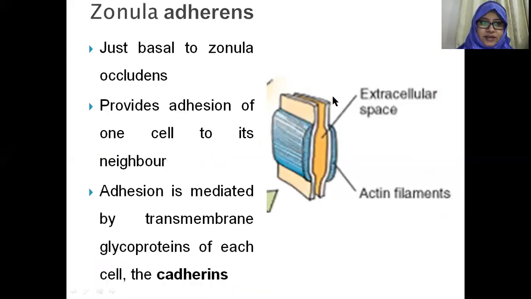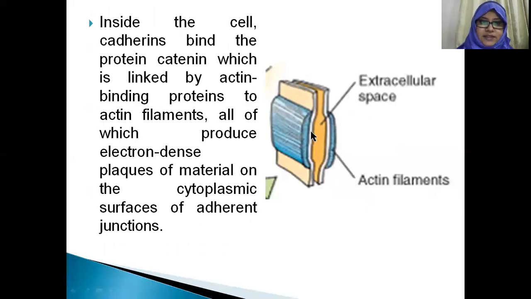Now, zonula adherens. Zonula adherens is situated just basal to the zonula occludens or tight junction. It provides adhesion of one cell to its neighbor. Adhesion is mediated by transmembrane glycoprotein of each cell, that is the cadherin. Inside the cell, cadherins bind the protein catenin, which is linked by actin-binding proteins to actin filaments, all of which produce electron-dense plaques of material on the cytoplasmic surfaces of adherent junctions.